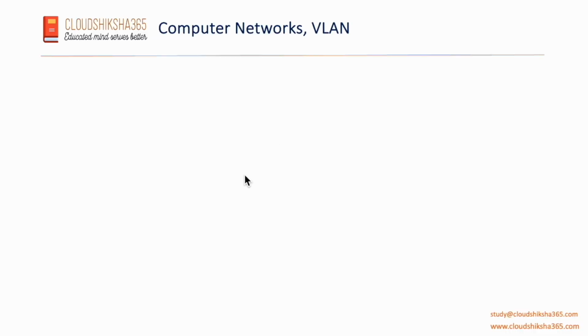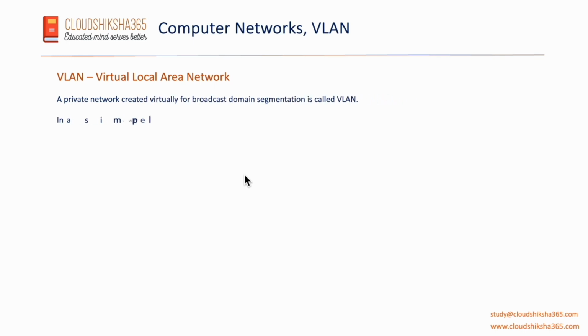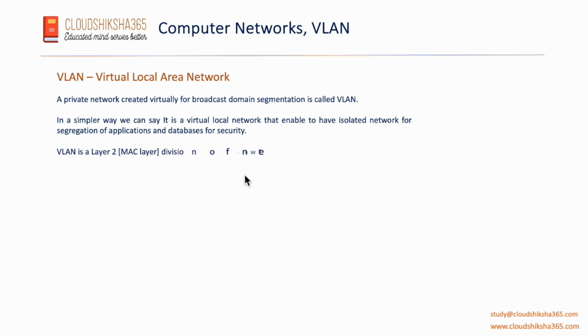So next in the list is VLAN, which is called a virtual local area network. Just like a virtual private network, it is a virtual local area network, so your local network which exists virtually. And why do we need a virtual network? To make sure that we can have separation between two networks. So let's say within an office you want to have different networks for different departments, and you do not want one department to access another, then we can go for the VLAN concept.